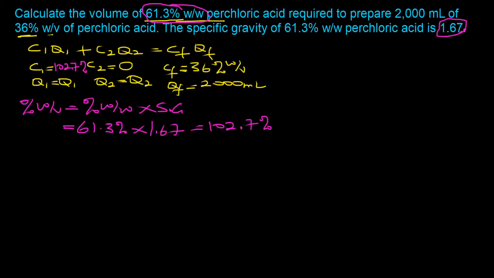So our units are consistent and we can go ahead and put that information into the original equation here. Okay. So C1 is now going to be equal to 102.7 times Q1 plus C2, which is 0, times Q2, and that's going to be equal to 36% times 2,000 milliliters.